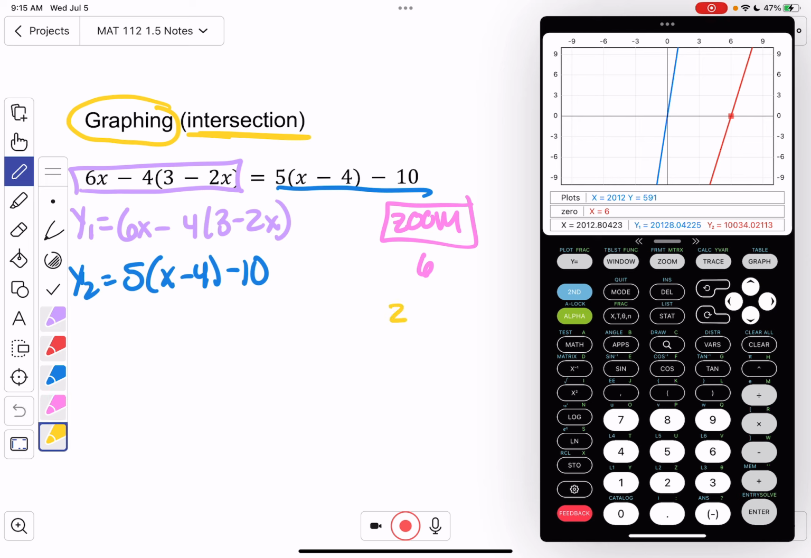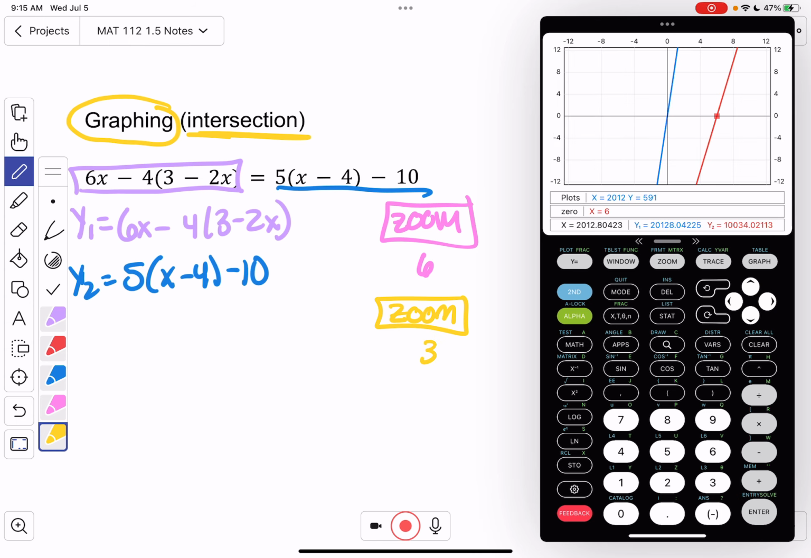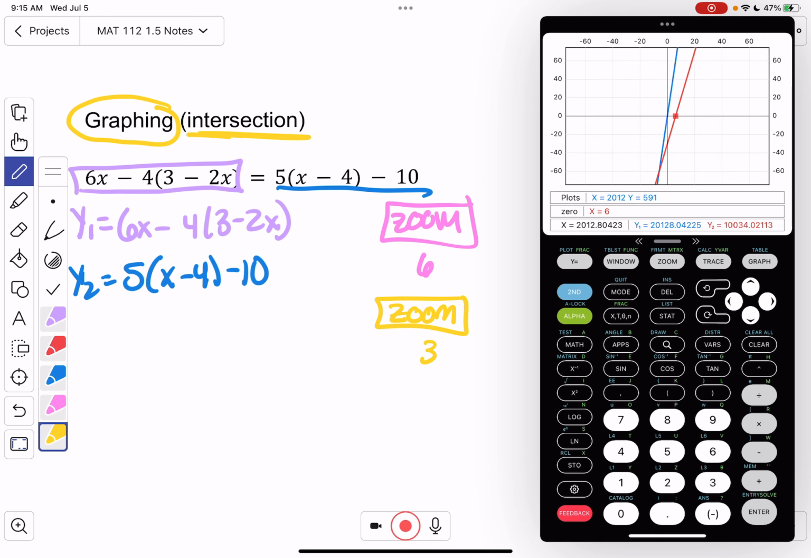So we can try zooming out. So to zoom out, you hit zoom 3. And just keep doing that until we see the cross. Zoom 3, zoom 3. And some calculators might zoom faster. But there, now we can see the blue and the red lines crossing.